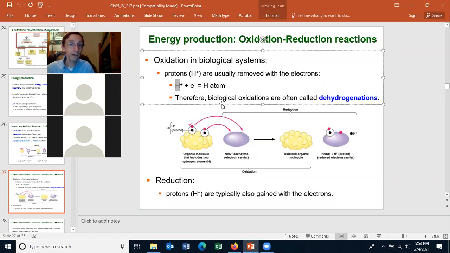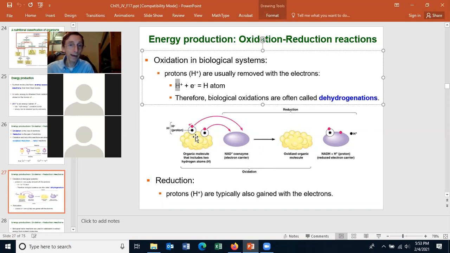So biological oxidations are often called dehydrogenations. When you lose an electron from the starting molecule and it is gained by the coenzyme NAD plus, the NAD plus becomes reduced, gaining the electron, and the other molecule becomes oxidized, losing the electron.